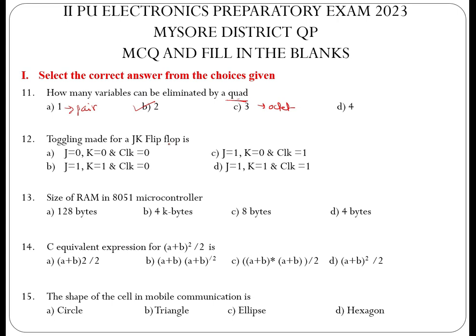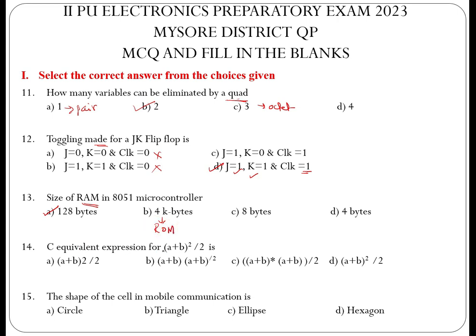Toggling mode of a JK flip-flop: toggling mode occurs when clock is 1. So these options are ruled out. In these 2 options, clock is 1, again J and K also should be 1. So it is option D. Size of RAM in 8051 microcontroller is 128 bytes, wherein 4 kilobyte is for ROM.